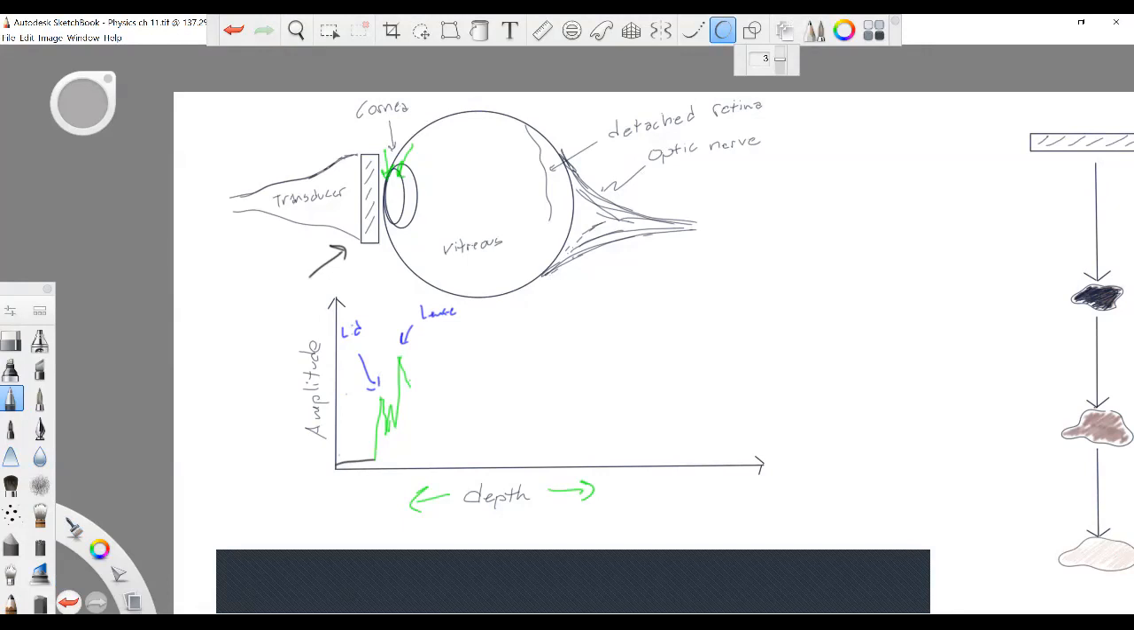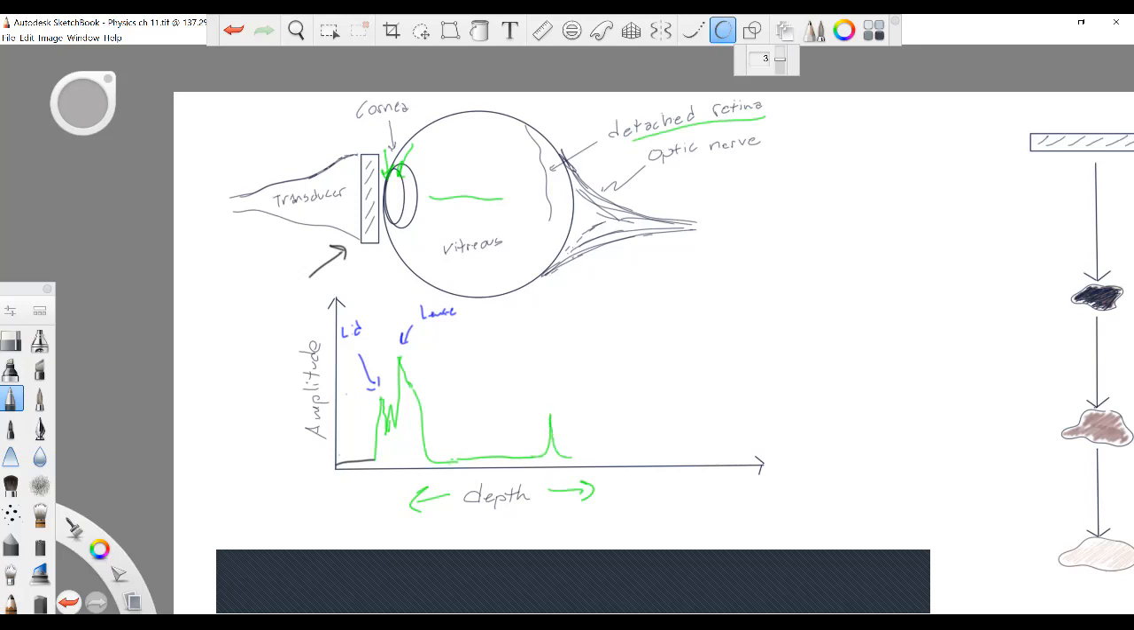And let's see, let's just say after the lens, we go back down and we just start going all the way through this vitreous humor. Basically fluid, basically no echoes are being produced. So no echoes, no echoes, no echoes. Now this person has a detached retina. So once it reaches that level, it's going to have a little bloop.